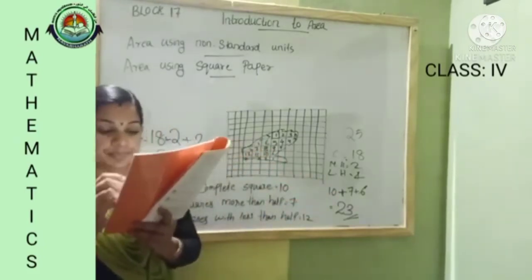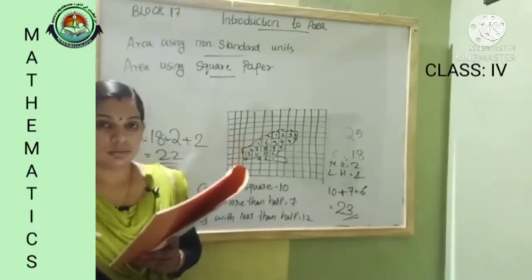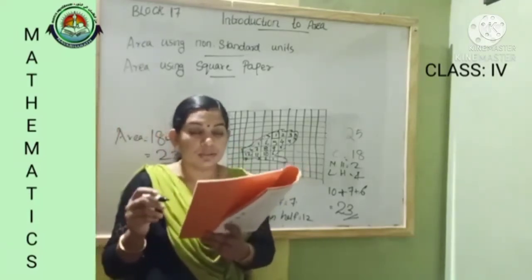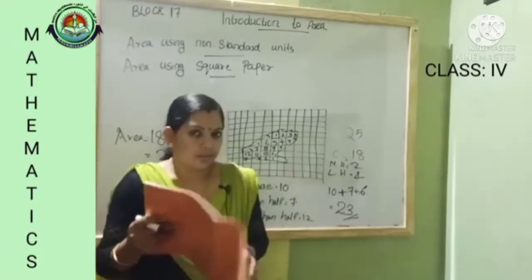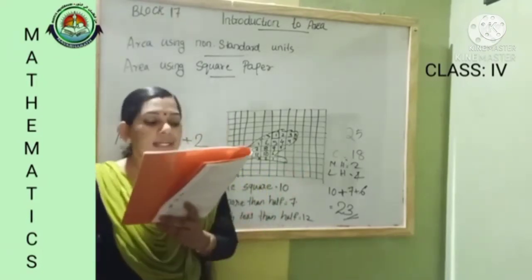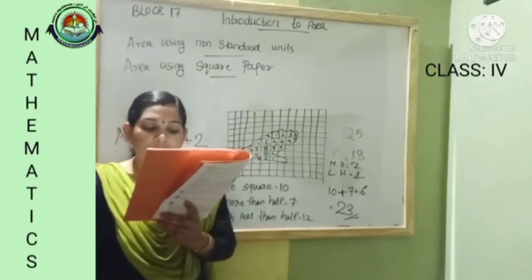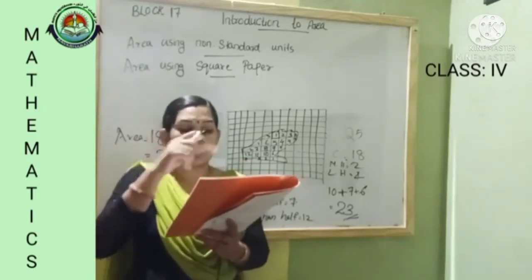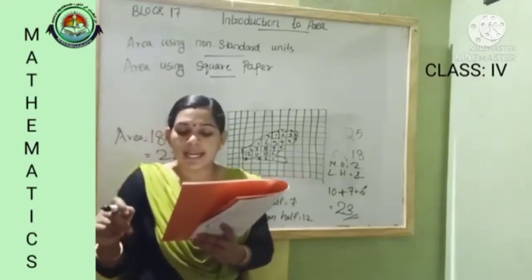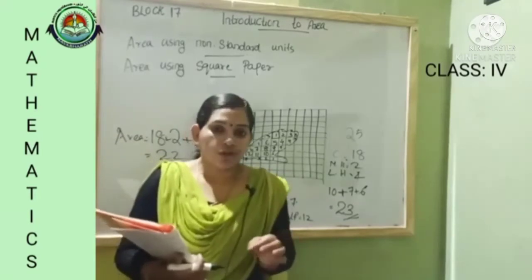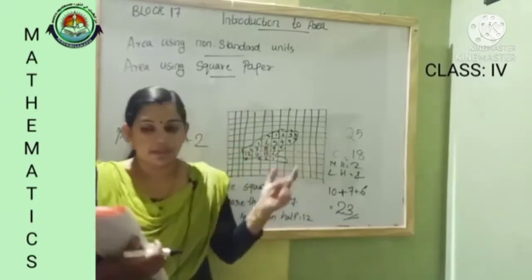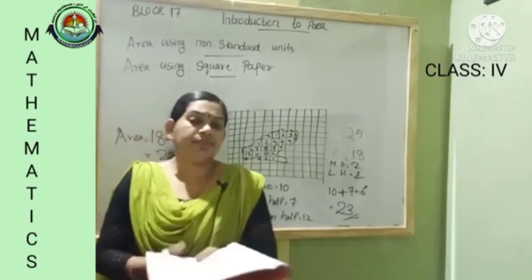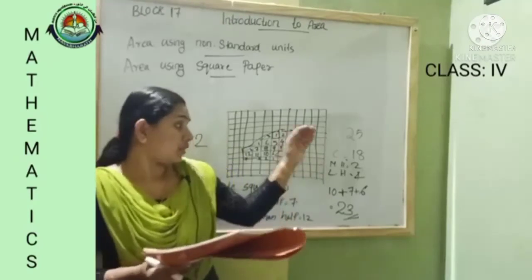The next figure also you want to find. The next 2 you want to do alone. Clear? Then trace a photograph of yourself on squared paper. You trace your photograph on a square paper. Estimate the area of your photograph. You just draw your photo on a square paper. Then find the estimated area of the photograph.